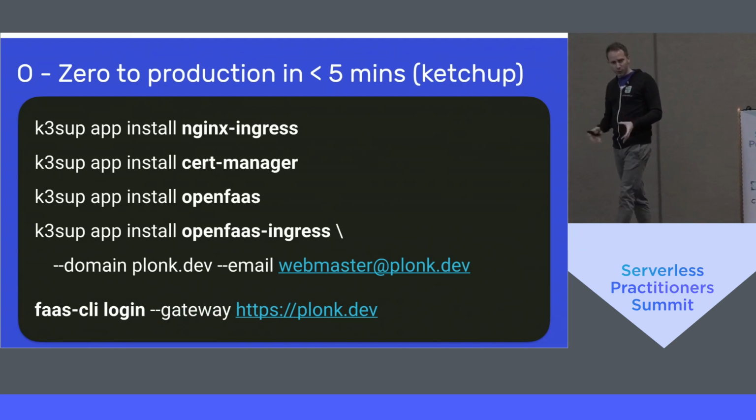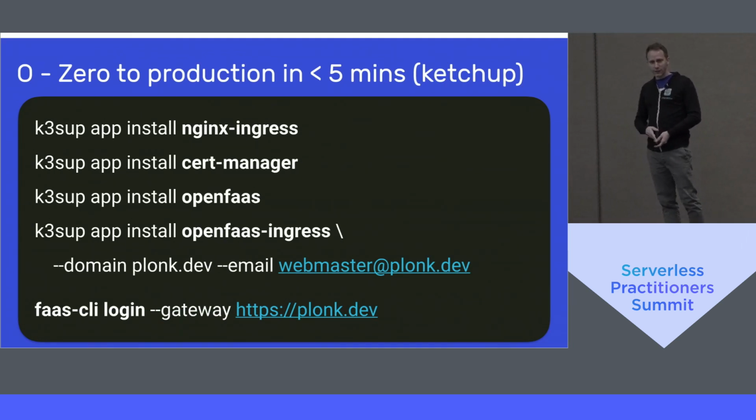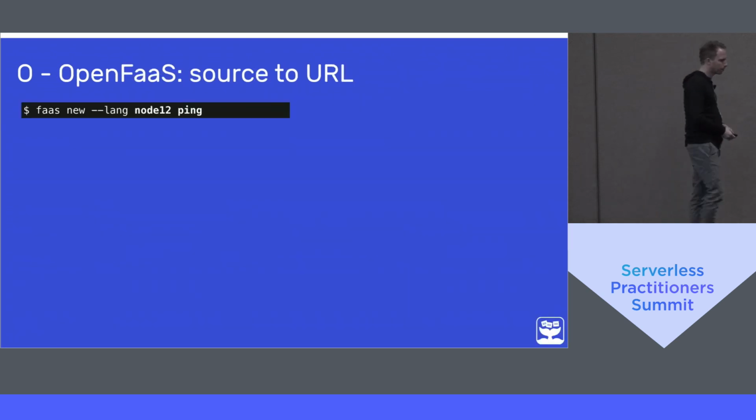So with this Ketchup tool, you can now automate the installation of this, and perhaps we'll add something for Istio as well. And then you can just simply run faas up like I did there, and you'll have a production endpoint you can give to somebody.